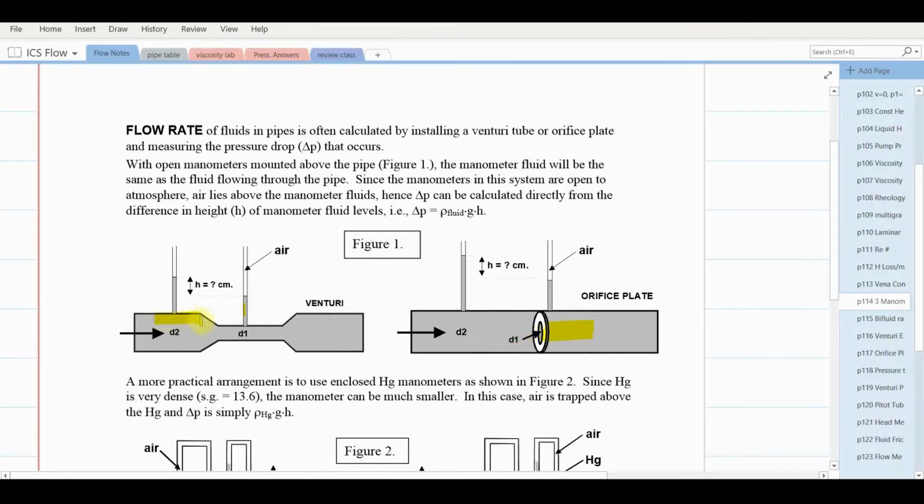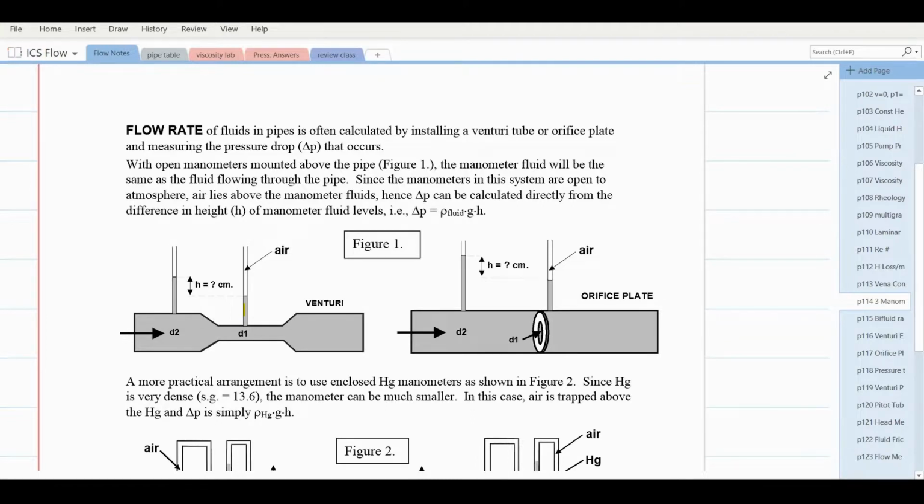When the fluid enters the narrow section of pipe, it has to speed up because the flow rate is constant. And that increase in kinetic energy must occur at the expense of some other form of energy, which is pressure. And that's what these manometers are telling us. The pressure in the pipe is greater than the pressure in the throat of the Venturi. And the difference in height between the two indicates the difference in pressure. And from the difference in pressure, we can calculate the flow rate in the pipe.